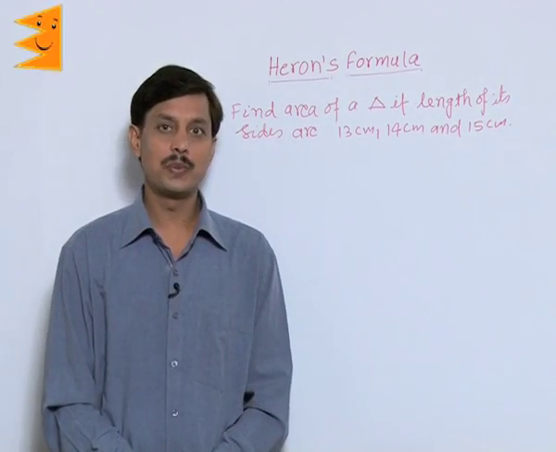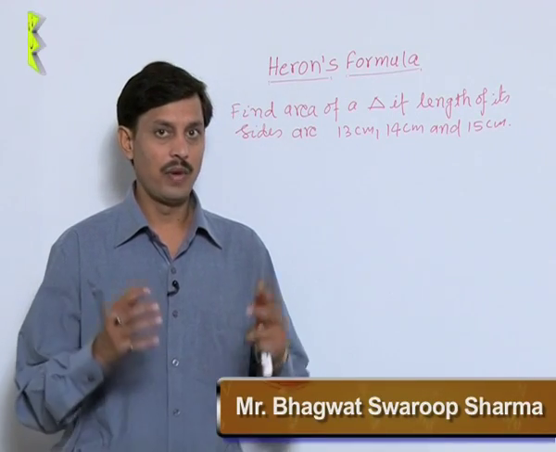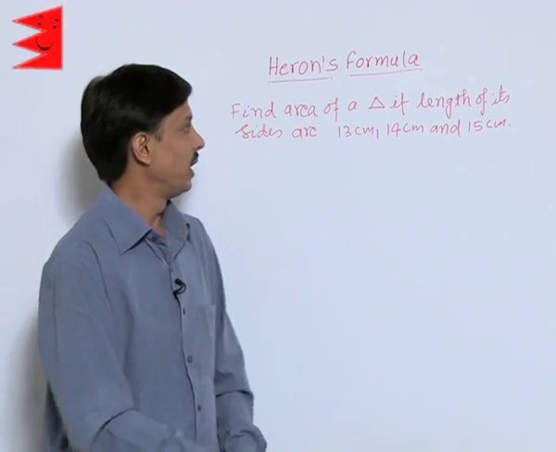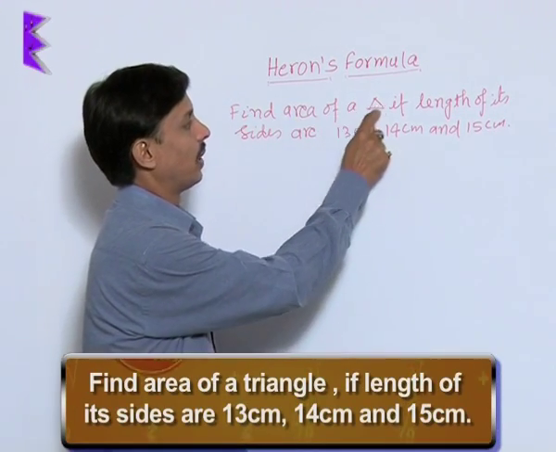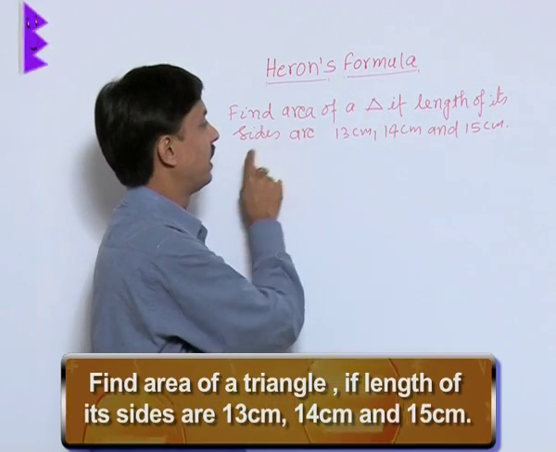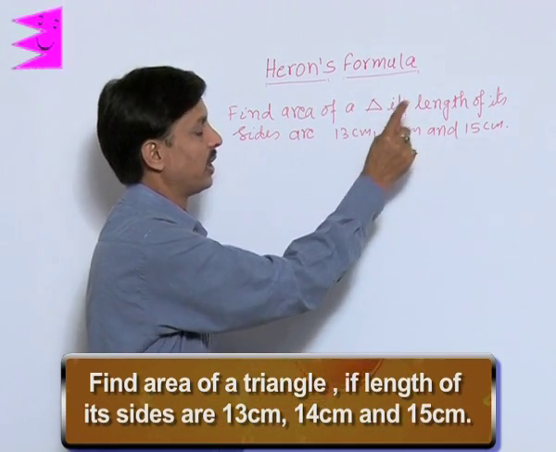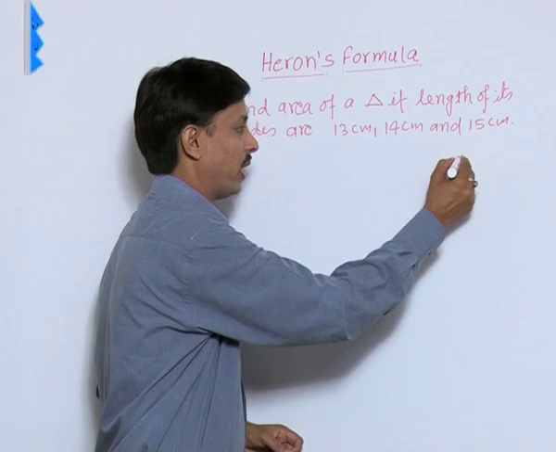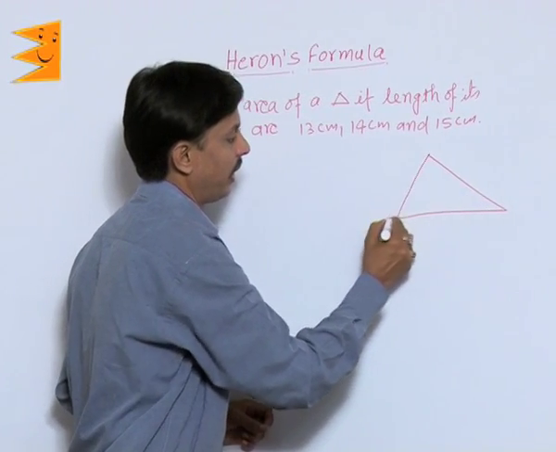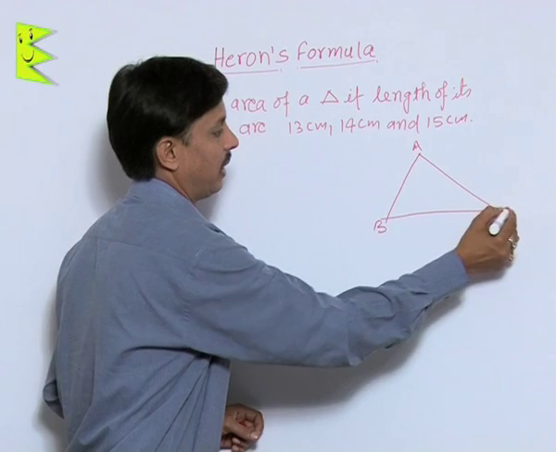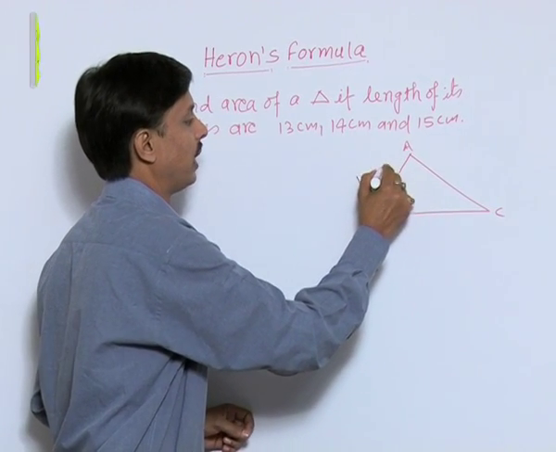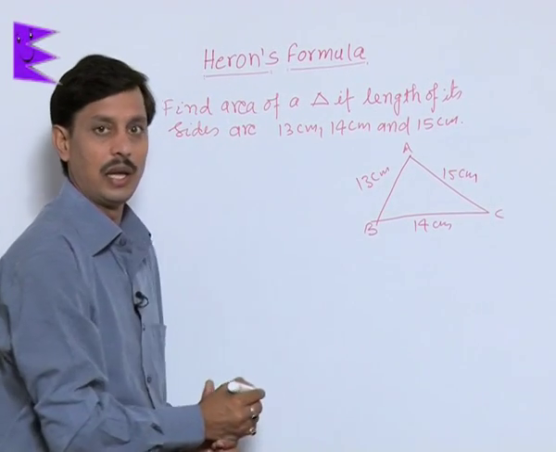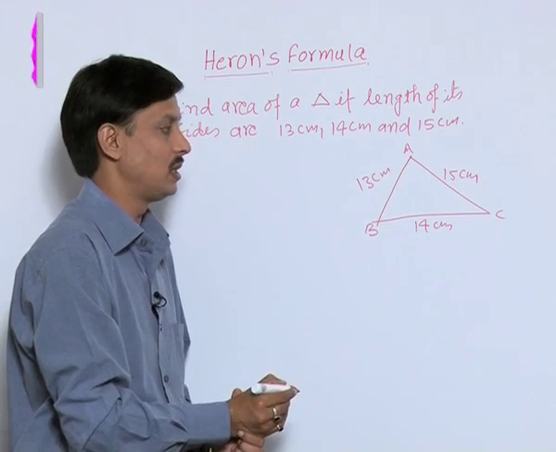Now I want to discuss with you one example where I will tell you how to apply Heron's formula. The question is, find the area of a triangle if the lengths of its sides are 13 centimeter, 14 centimeter and 15 centimeter. I can draw one triangle and label it as ABC, and the sides are 13 centimeter, 14 centimeter and 15 centimeter respectively, AB, BC and CA.